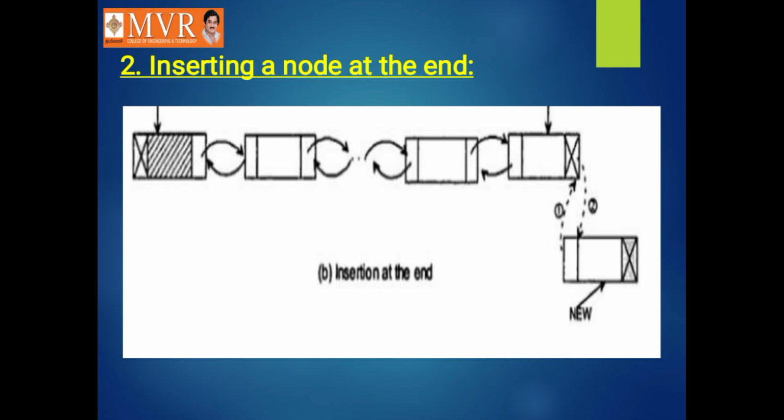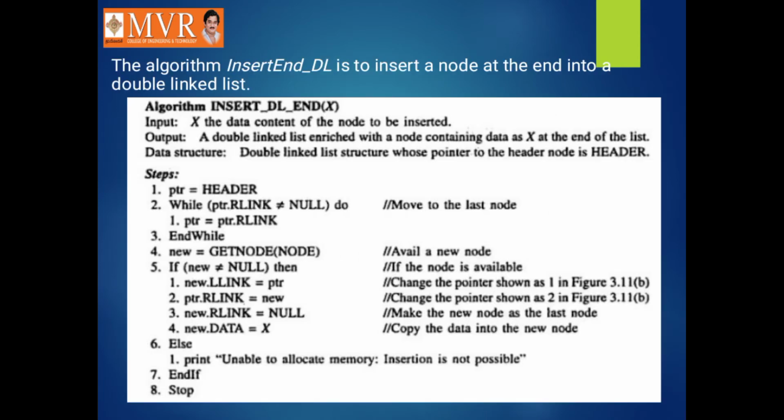Since we want to insert the node at the end, we will start from the header node, and by taking the address of the right link, we go to the first node, then the second node, then the third node, till the null pointer is reached, that is till we reach the last node. And then after this, we will ask the memory manager whether the node is available or not. If the node is available, then the memory manager will give it to us, and then we will insert the node at that position, establish a link and place the data X.